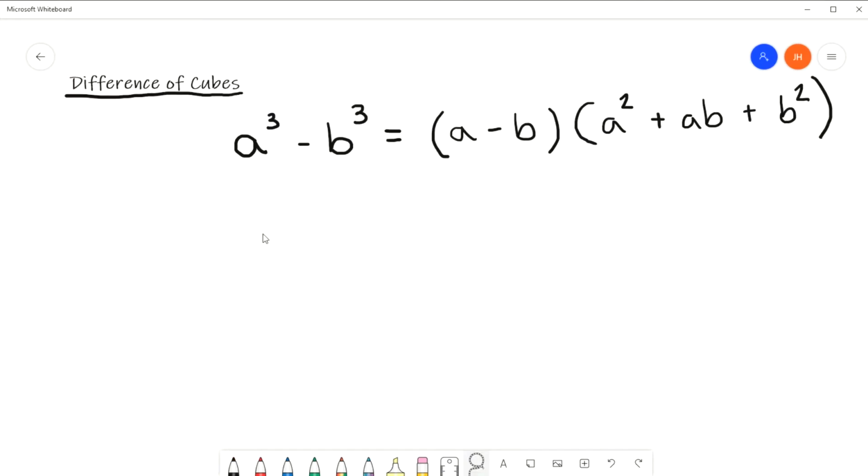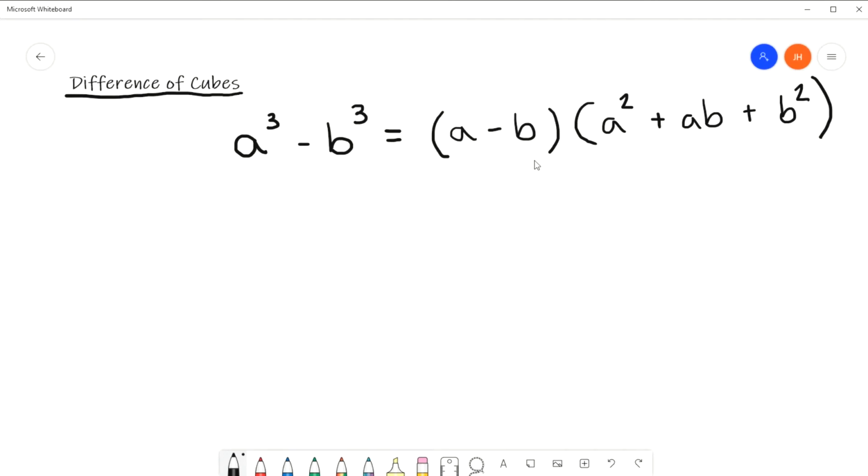The next special case for us to take a look at is very similar to the last one, but this one's difference of cubes. So it's just like difference of squares, except instead of my binomial terms being to a power of 2, they are to a power of 3. So this one's a little bit less common. However, it does still exist. And when you have a difference of cubes, it should factor into this form. So if I have a cubed minus b cubed, then it would factor into a minus b times a squared plus ab plus b squared.